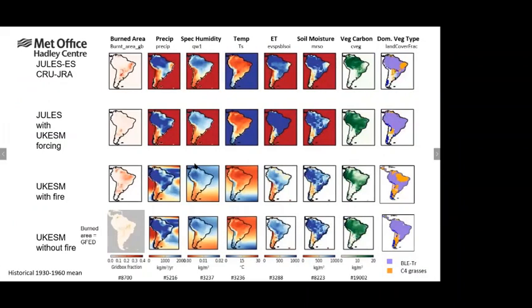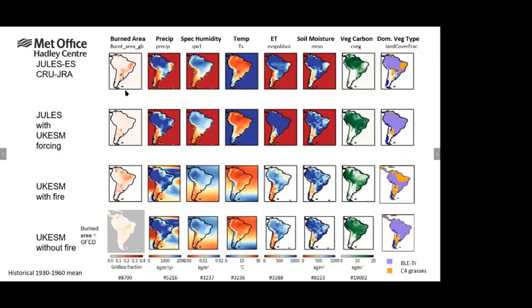So these are some results. I mentioned in the previous slide that the pattern of vegetation loss is a bit different in the offline and coupled runs, so I've been trying to understand a little bit what's driving that. I've got 4 different experiments here: JULES-ES with CRUJRA climates, a separate run of JULES with UKESM forcing, the third row here is UKESM with fire, and then UKESM without fire. The burnt area is the first column.